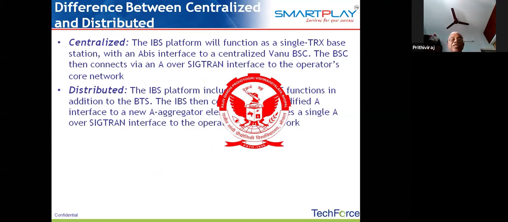Yeah. So on the centralized one, the IBS platform will function as a single transmit base station with the Abis interface, that is the air interface, to a centralized Vanu DSC. The DSC then connects via A over SIGTRAN to interface to the operator's core network. On the distributed one, the IBS platform includes major BSC functions in addition to BTS, connects via a modified A interface to a new aggregate element, which creates a single A over SIGTRAN interface to the operator's core. These are various centralized and distributed functionalities which can be built. Next slide.